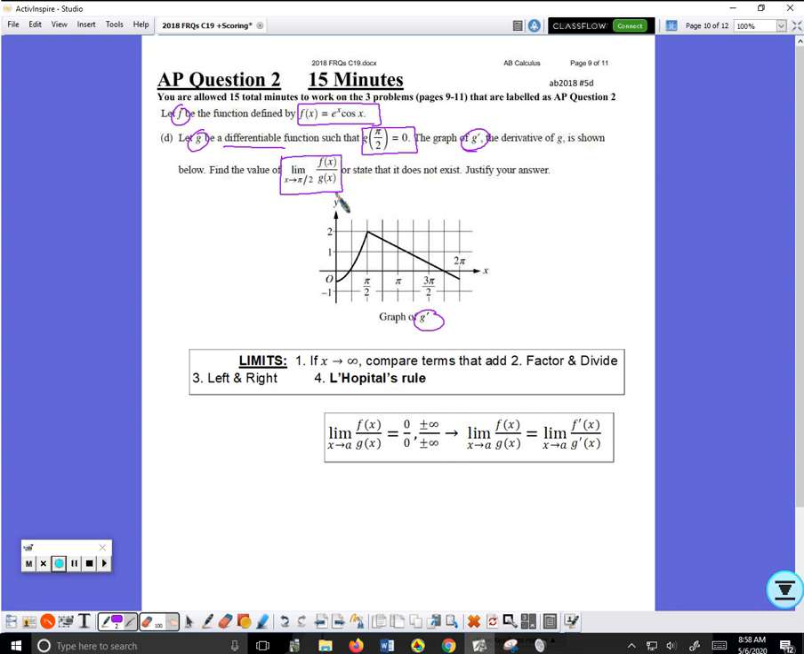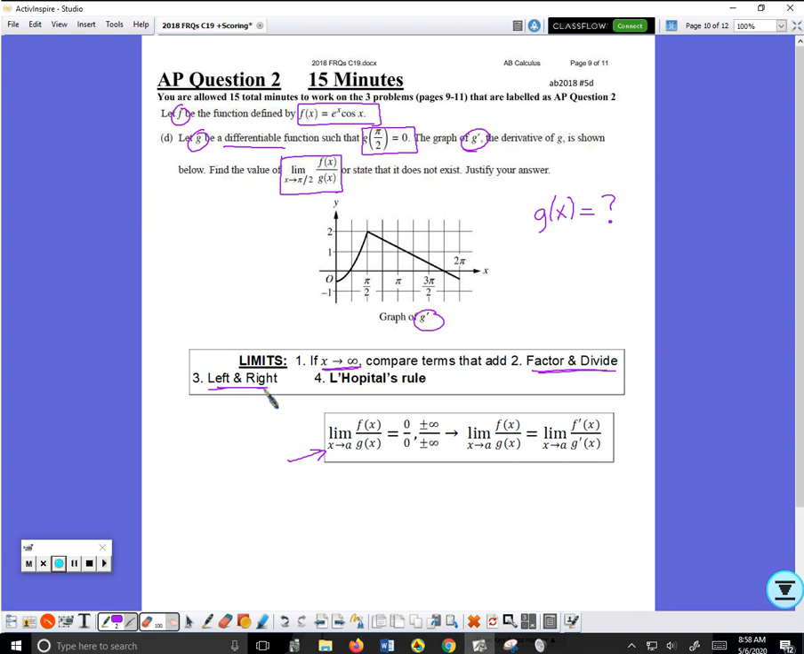Okay, the fact that they're asking to find a limit of a ratio right away reminds me of L'Hopital's rule. So maybe I'll need L'Hopital's rule, maybe not, but decent chance. To find limits, I first check to see if x is approaching infinity. It is not. I'm trying to find the limit of f divided by g, and there is no formula given for g, so factoring and dividing is not going to work.